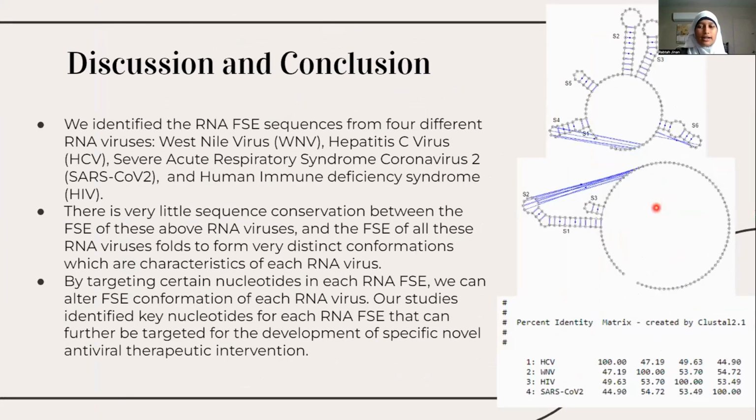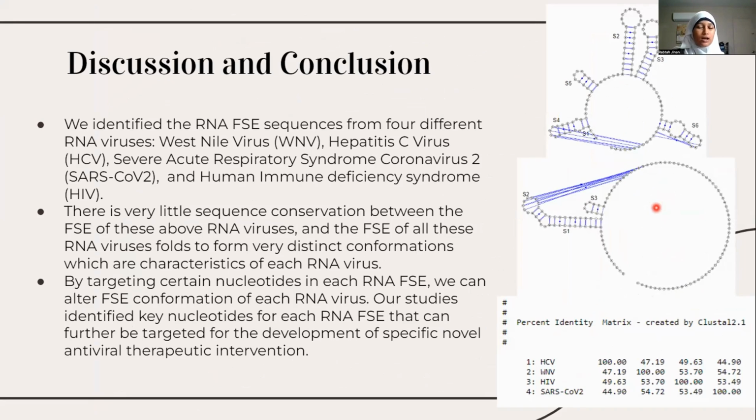we identified the RNA FSE sequences from 4 different RNA viruses, which are West Nile virus, hepatitis C, severe acute respiratory syndrome, and human immunodeficiency virus, HIV. So we saw that there was very little sequence conservation between the RNA FSEs of these viruses, and the FSEs fold to form very distinct conformations that are unique to the characteristics of each of the RNA viruses.